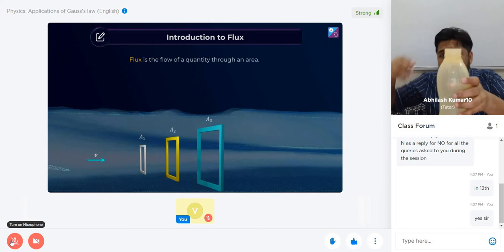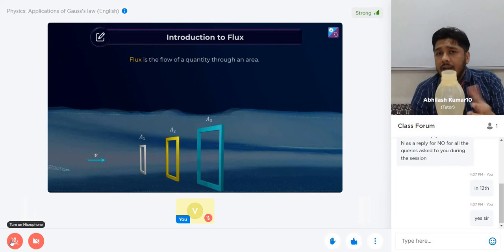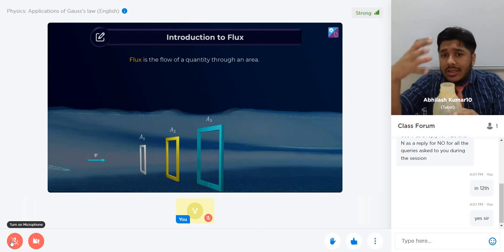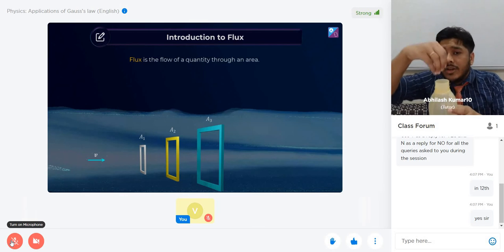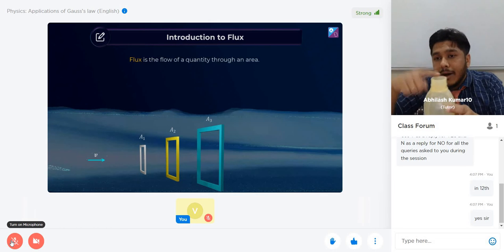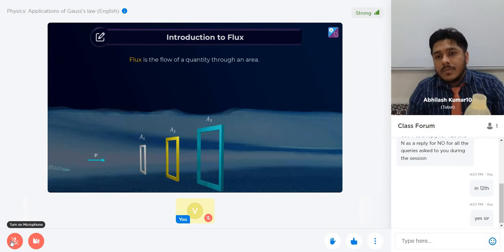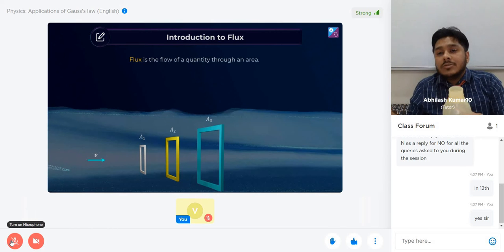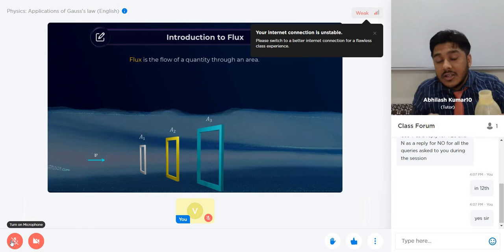So if I keep the bottle vertically, all the water will flow into it. Means all the quantity is going to flow into it. That is what I will be calling water flux through this mouth of the bottle. How much of the water is flowing through this mouth of the bottle? And that is its practical significance.